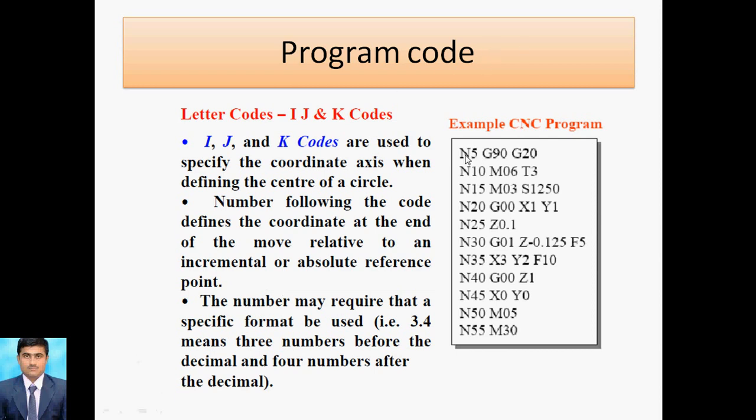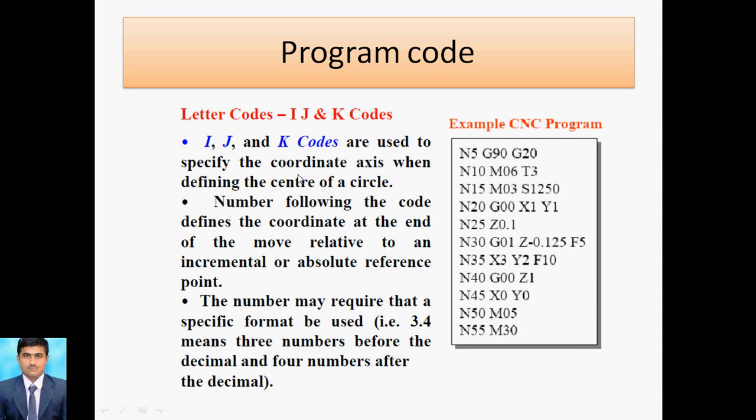So here N5, N10, N15, N20, N25, N30. This block is called the sequence of operations. And why do we enter 5 to 10? Because in the future, if you require something in between, we can insert lines. So according to that, we can insert these lines.